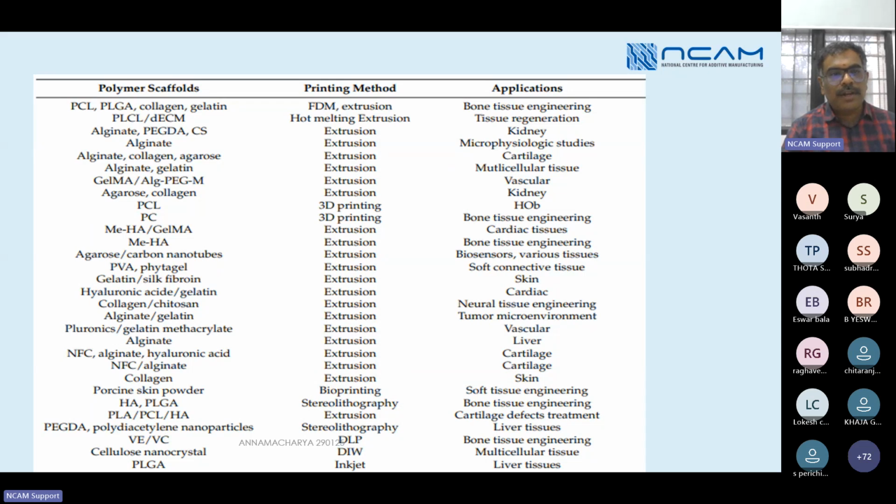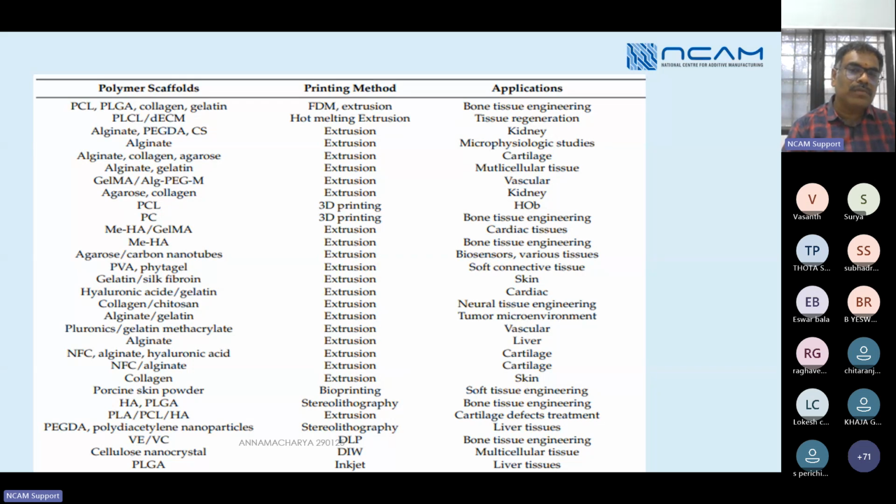A very famous video will be running on Google about the kidney 3D printing. And then coming to cartilage, extrusion again. So for the various materials listed on the left side, you see gelatin and silk fibroin related to the skin. It is again extrusion, stereolithography, DLP, DIW, and then inkjet. So the materials or scaffolds shown on the left side, these are all collagens or alginate materials, I'm not sure how you spell alginate in bio, and then cellulose nanocrystals and PLGA, especially for the liver tissues.